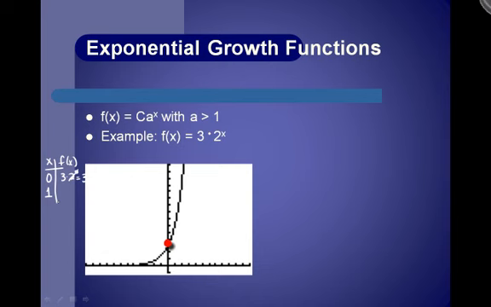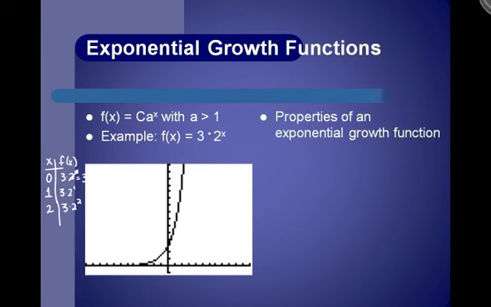If we did another point, if x is 1, then we get 3 times 2 to the 1. So that's 3 times 2, which is 6. So over 0, up 6, that is our second point on the graph. And then if x is 2, we would get 3 times 2 squared, which is 3 times 4, which is 12. Notice the graph is getting very high very quickly.